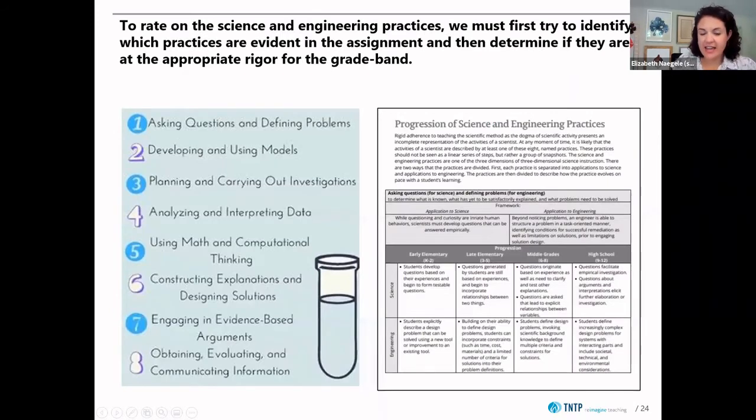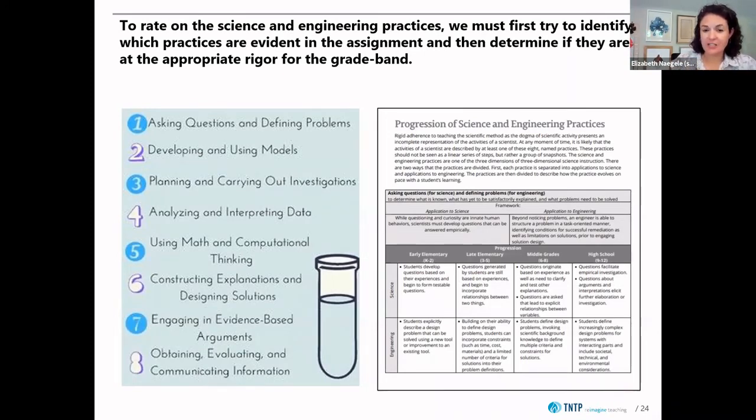So these are the 8 science and engineering practices that we talked about in June. And you also can look in the standards to look at what it looks like to do these things at a grade appropriate, grade band appropriate level, which is also part of the Tennessee science standards.